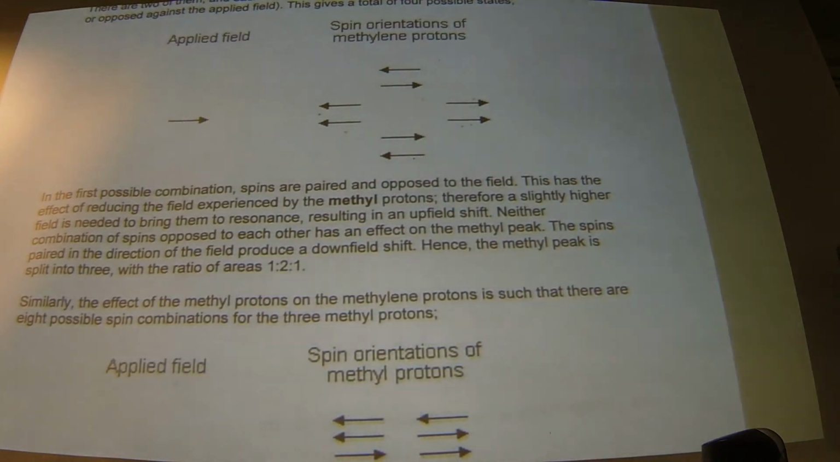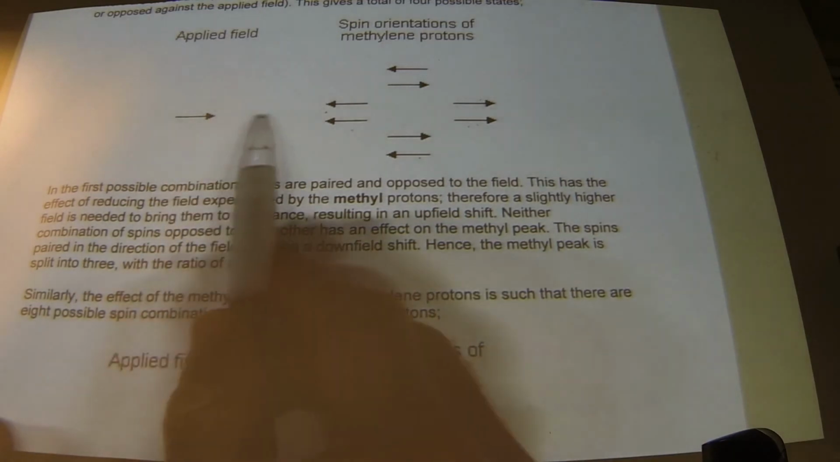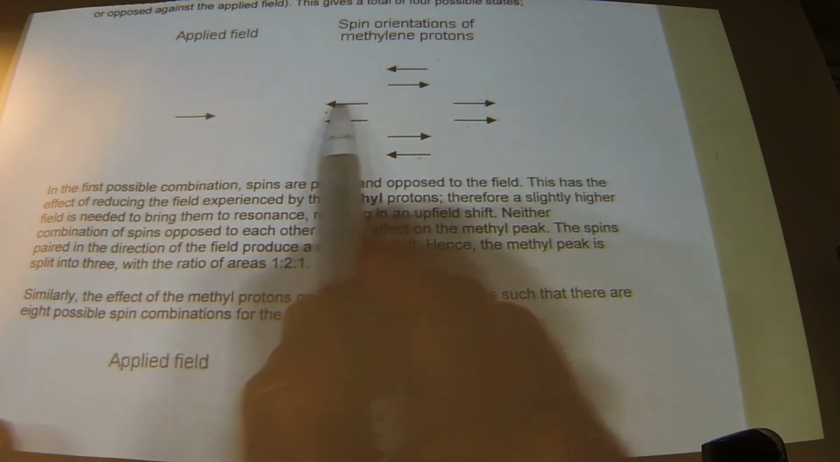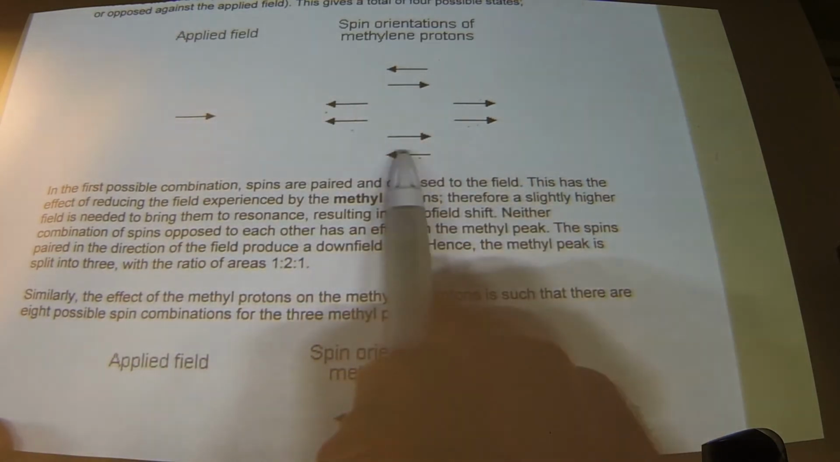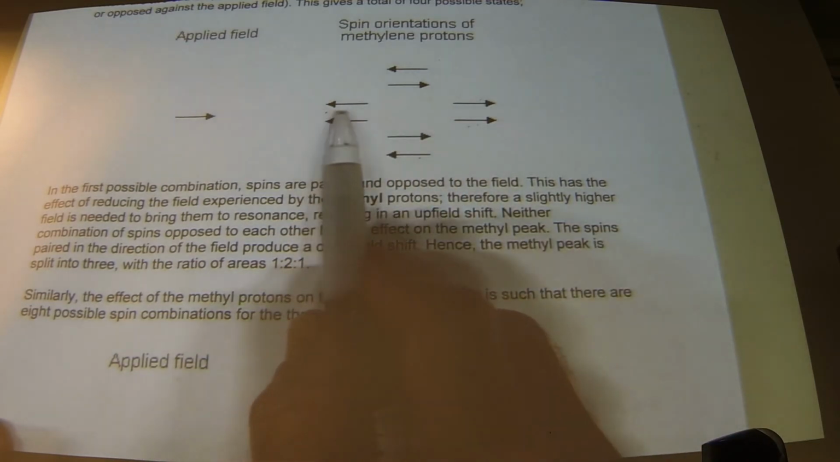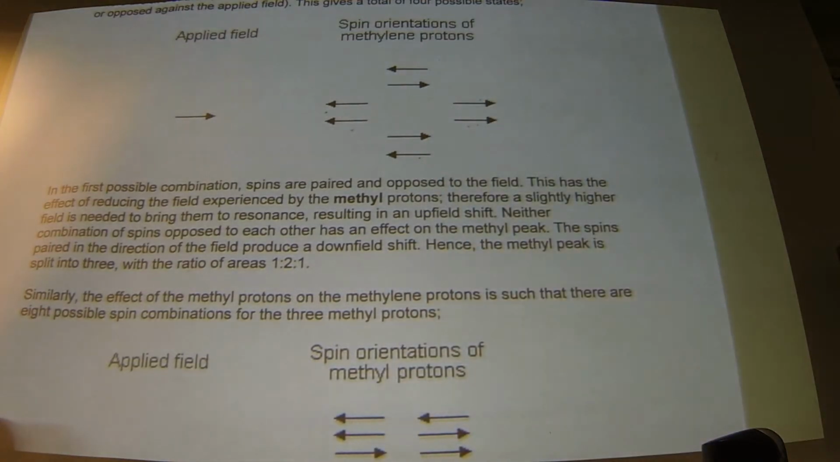Now, the field that the CH3 experiences is a composite of the applied field plus this, or the applied field plus this, or the applied field plus that. And so you have 3 different fields that the protons in the methyl group experience, and that's why it's a triplet.